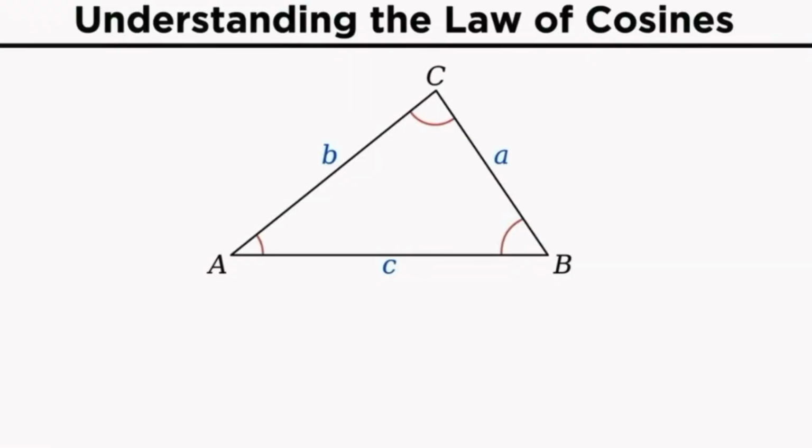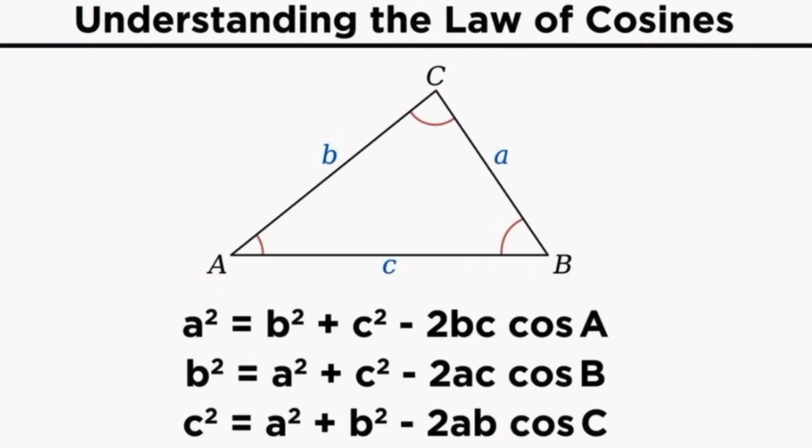Side a squared equals b squared plus c squared minus 2bc times the cosine of A. Just plug in the numbers, don't let your mind stray. The law of cosines will carry the day.